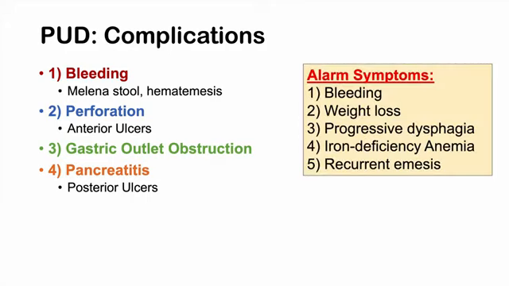And there are some alarm symptoms that are also important to note with peptic ulcer disease, including bleeding. So overt gastrointestinal bleeding is an alarm symptom. Weight loss is also an alarm symptom. Progressive dysphagia, so more and more difficulty swallowing and getting food down, because this can lead to weight loss and perhaps may indicate some other issue. Iron deficiency anemia, this can be due to excessive bleeding. And then recurrent emesis, so recurrent vomiting, is also an alarm symptom as well.